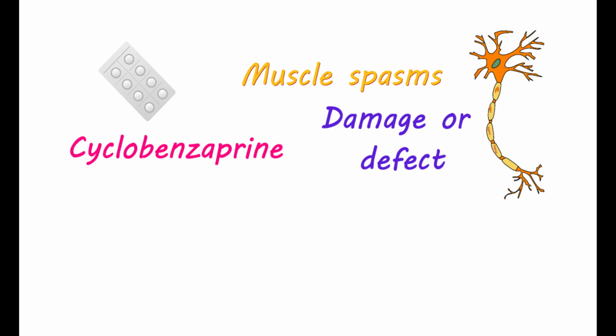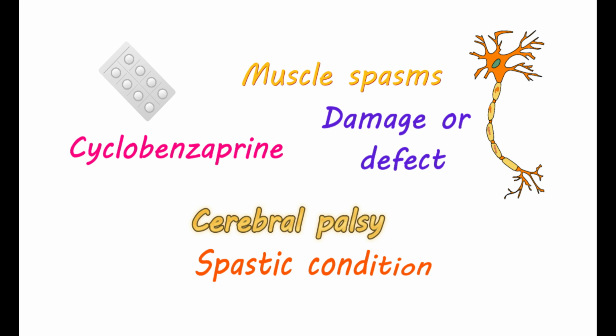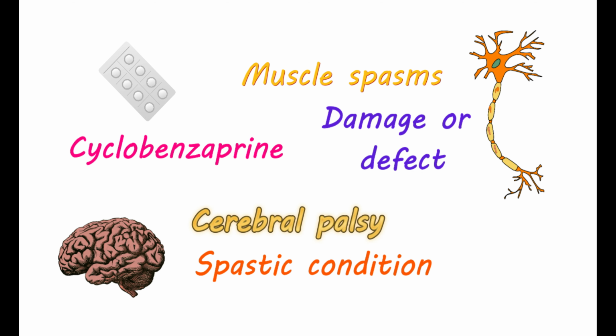However, this medication is not suitable for muscle spasms produced by either damage or defect in a few neurons in your brain and spinal cord. Cerebral palsy is a spastic condition observed in children due to defects in brain development. Such disorders are not treated by cyclobenzaprine.